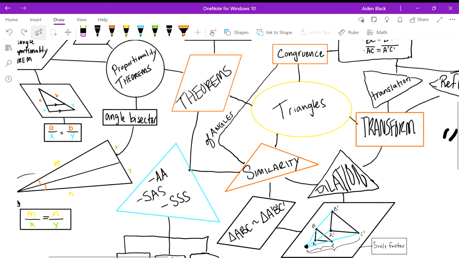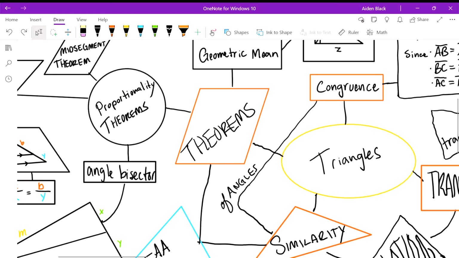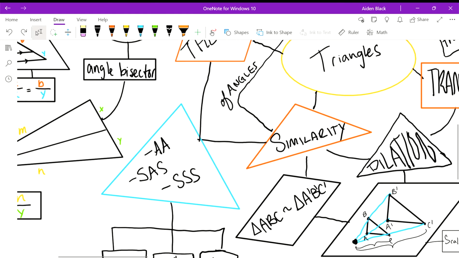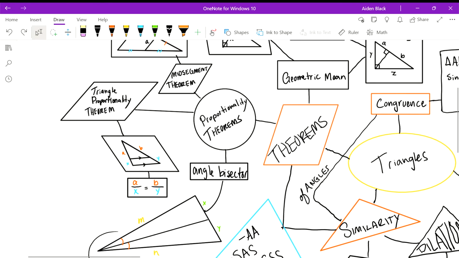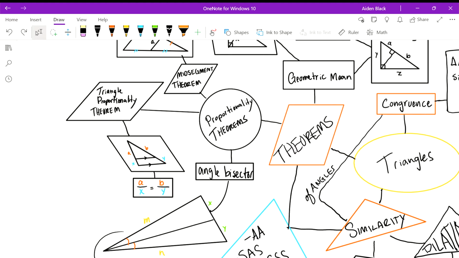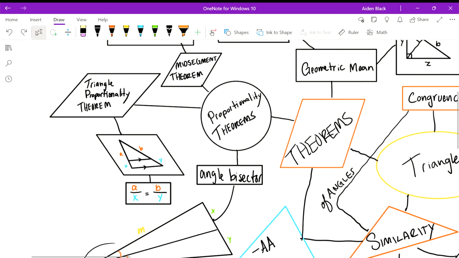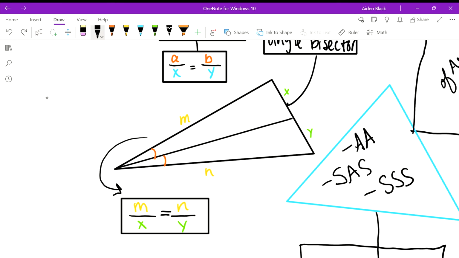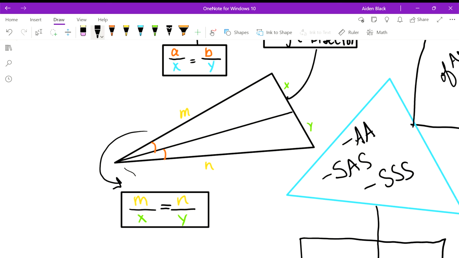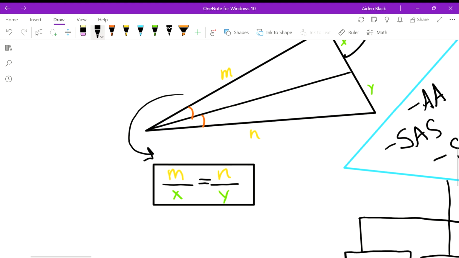So we also have theorems. Theorems do attach to the similarity theorems, but these theorems over here are not necessarily related to the similarity theorems, called the proportionality theorems. So we learned about angle bisector. We know that if we have a triangle and we have this line here that bisects this vertex, so these two angles are congruent, we end up with the following proportion.